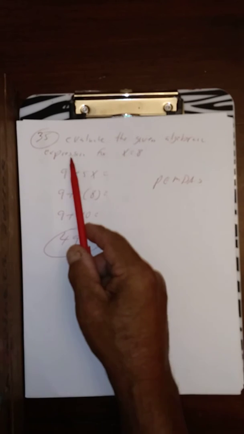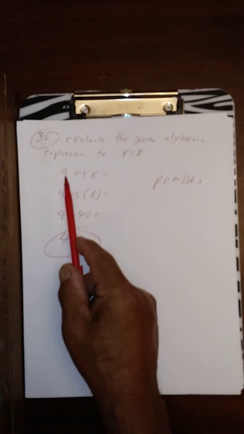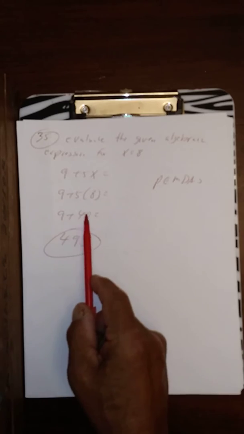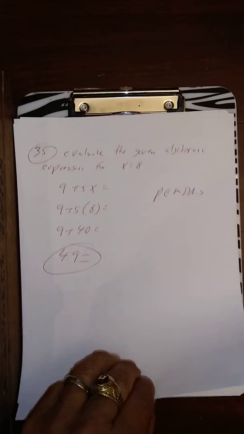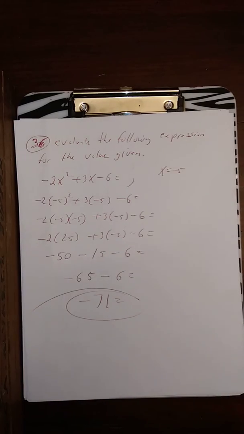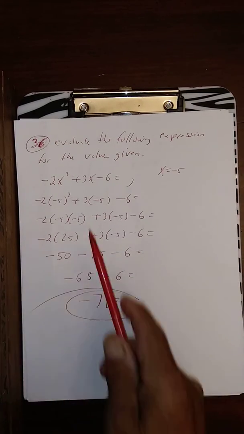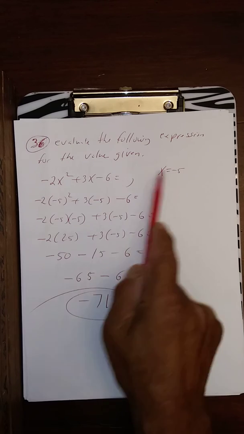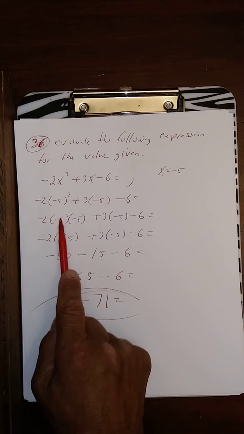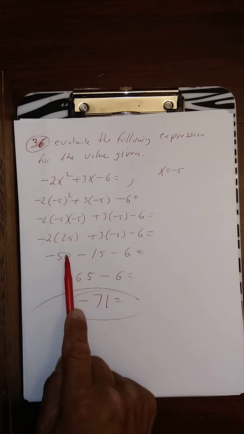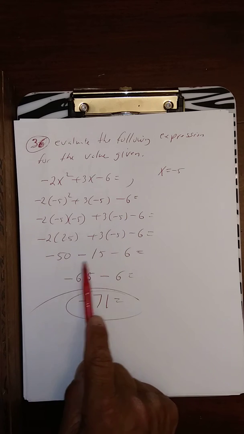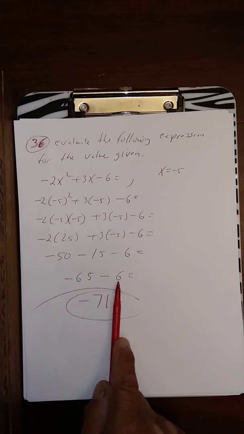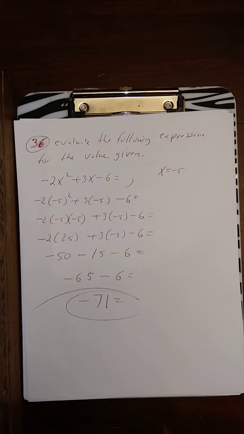Evaluate the algebraic expression for 8. 9 plus 5, 5 times 8 is 40. 40 and that is 49. Value of the expression for the given value, negative 5, put it in there. Negative 5 squared is 25, 25 times that is negative 50. That times that times that, so that's going to be negative 15. This one is negative 65, and then bring the minus 6 down, it's negative 71.